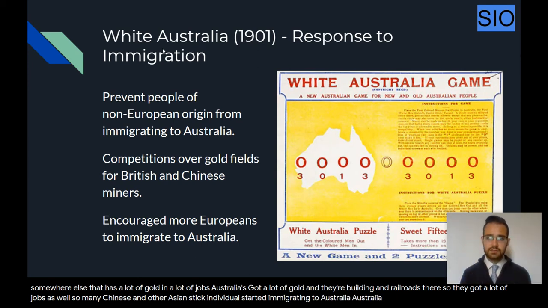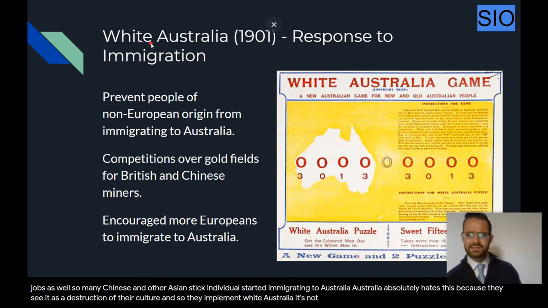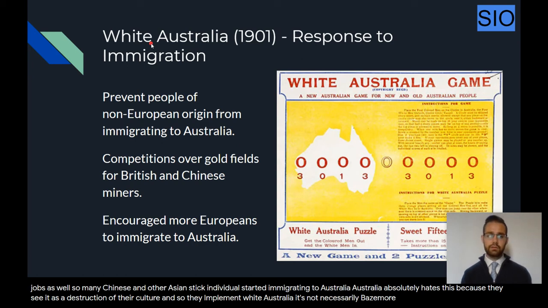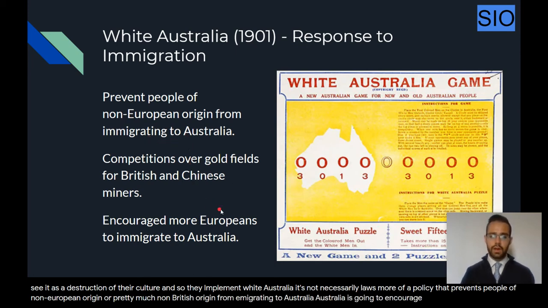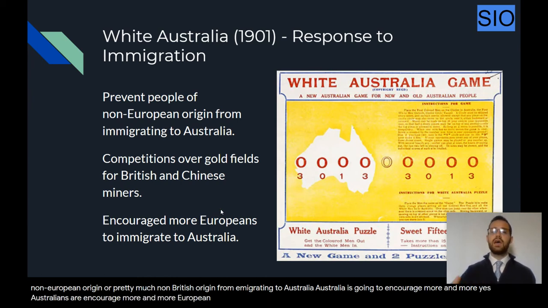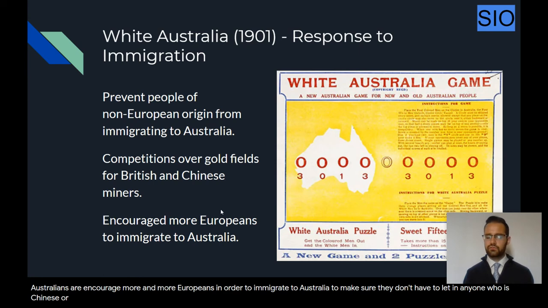Australia absolutely hates this because they see it as a destruction of their culture, and so they implement White Australia. It's not necessarily laws, more of a policy that prevents people of non-European origin, or pretty much non-British origin, from emigrating to Australia. Australians are going to encourage more and more Europeans to emigrate to Australia to make sure they don't have to let in anyone who is Chinese or from India or anyone who is non-European.